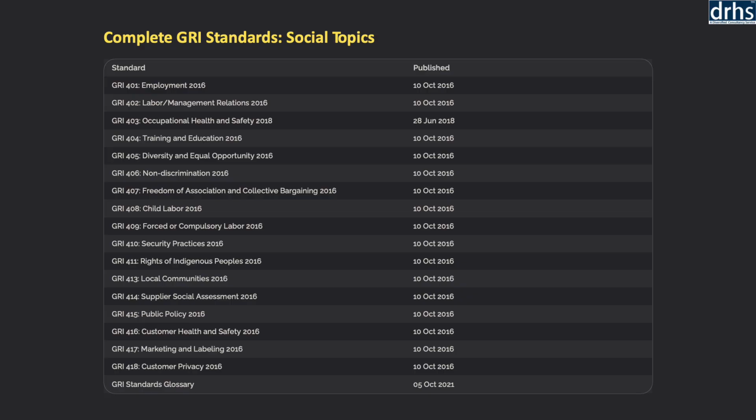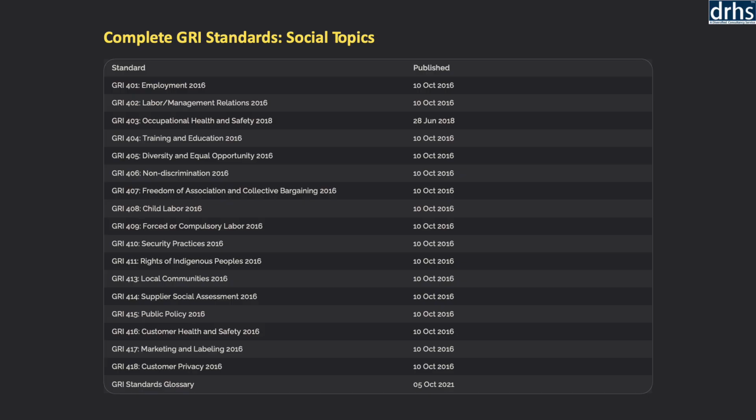and productivity. Further, the inclusion of diversity, non-discrimination, freedom of association, child labor, and forced labor reinforces a strong commitment to fundamental human rights. These standards compel organizations to adopt rigorous due diligence processes and ensure ethical conduct across both direct operations and extended supply chains. Additionally, topics such as security practices, indigenous rights, local communities, supplier social assessment, public policy, customer health and safety, marketing, and customer privacy extend accountability beyond internal structures to encompass broader societal interactions.